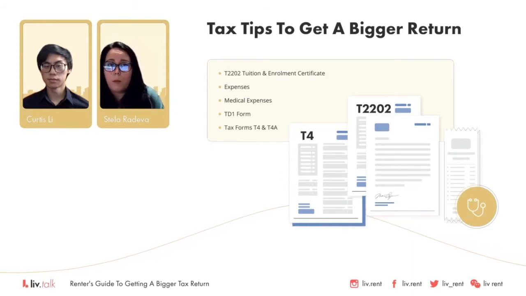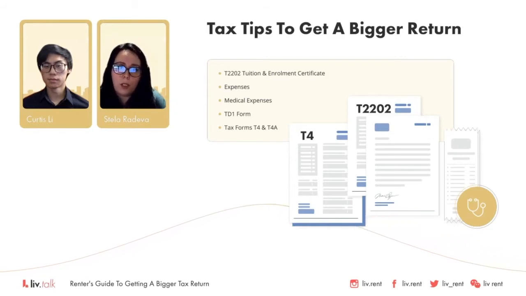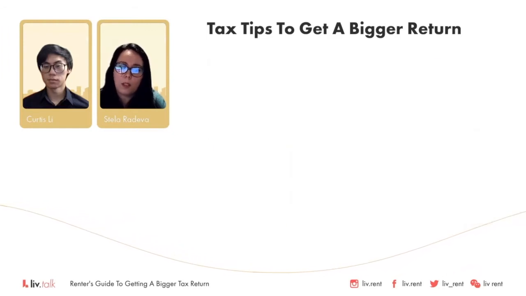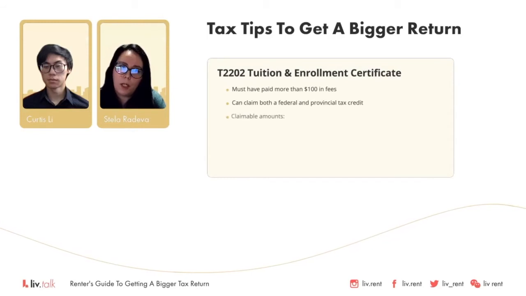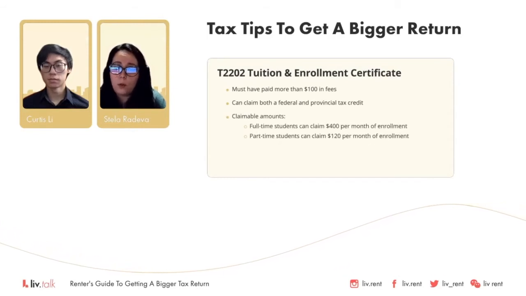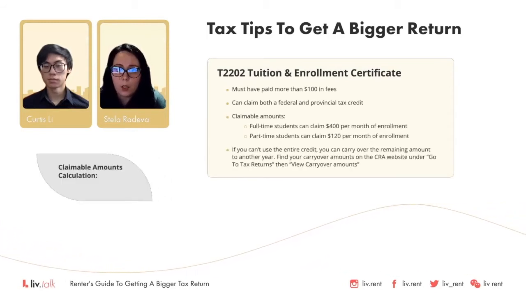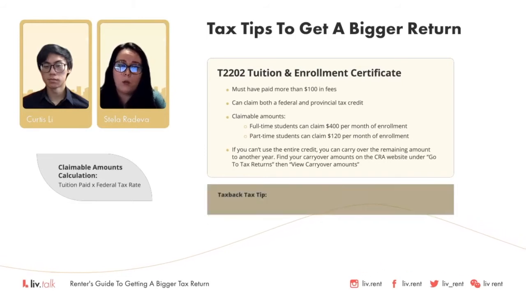With this form, you can claim both a federal and provincial tax credit for the tuition amount that you paid last year. And to calculate your tax credit, you can multiply the tuition that you paid by the federal tax rate. So, for example, 15% tax on the first $50,197 of income. If you can't use the entire credit, you can carry over the remaining amount to another tax year.